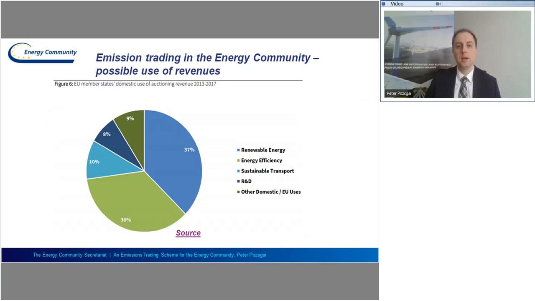On this slide, I will not spend much time. This is what I mentioned about the use of the revenues. You can see how the member states used their auction revenues in the period between 2013 and 2017. It is partly set in the legislation how these revenues can be used, so they cannot use them just for anything they want. But this gives a good overview of the weights of the main groups. You can see it's mostly renewable energy and energy efficiency sectors which receive the income from the auctions.